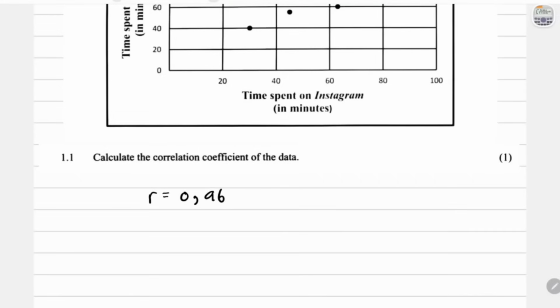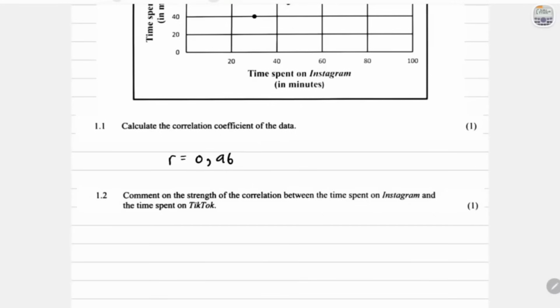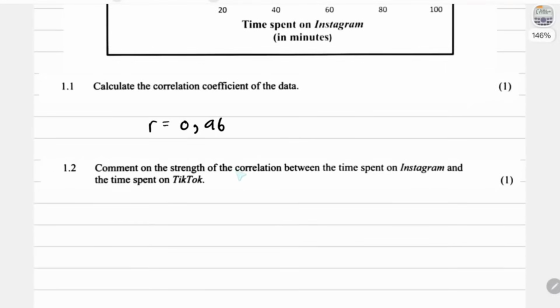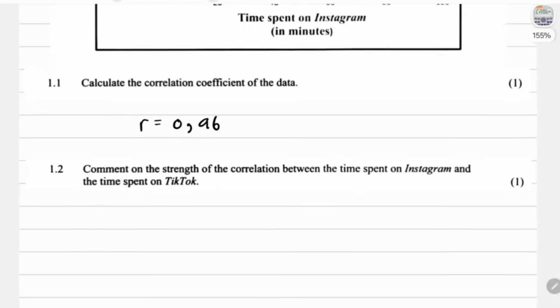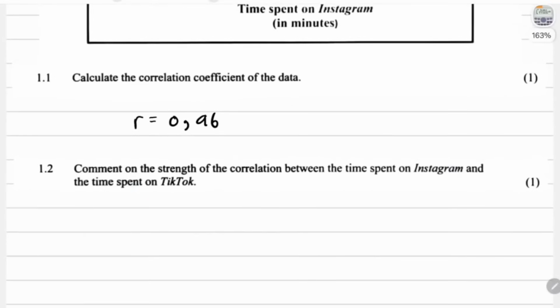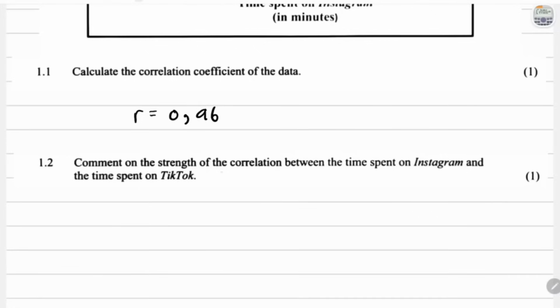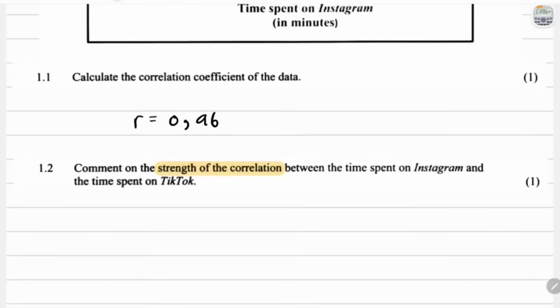And we move on to the next question. So the next question, 1.2, says, comment on the strength of the correlation between the time spent on Instagram and the time spent on TikTok. So they're really just asking you for the strength. You don't really have to start giving explanations.